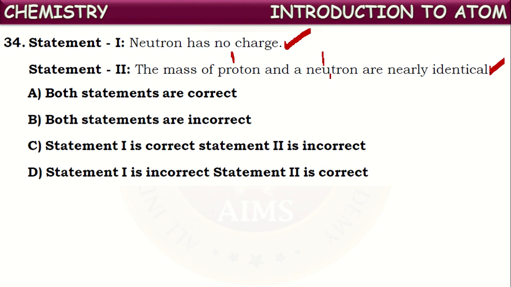Relatively it is the same, but accurately the mass of a proton is somewhat smaller than the mass of a neutron, because the mass of a proton is taken as 1.007 AMU and that of a neutron is 1.008 AMU. Relatively small, but both are considered as 1 AMU. So both are correct statements here. Right, that will be the correct answer.